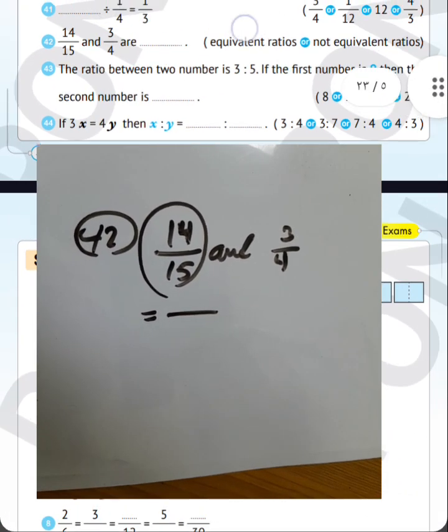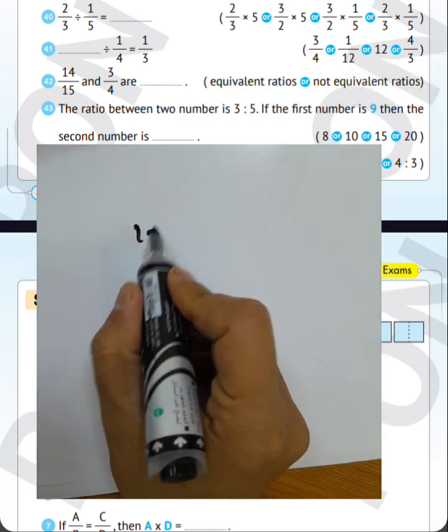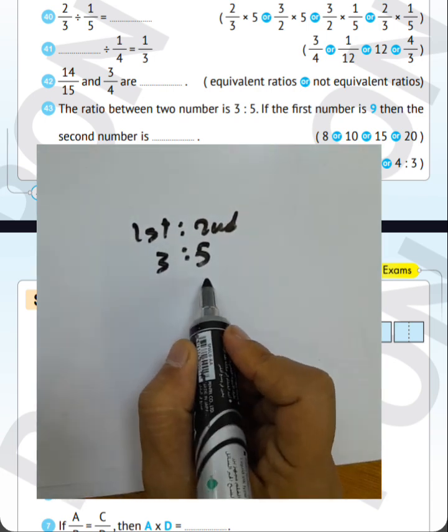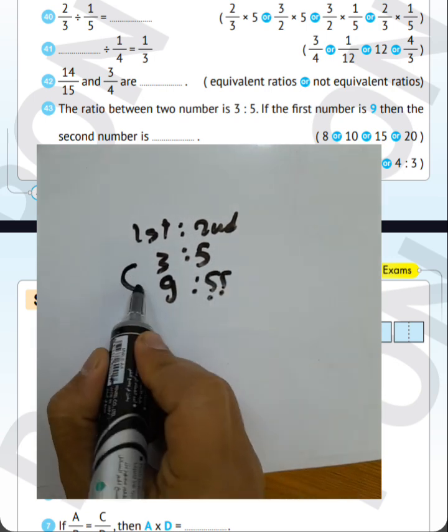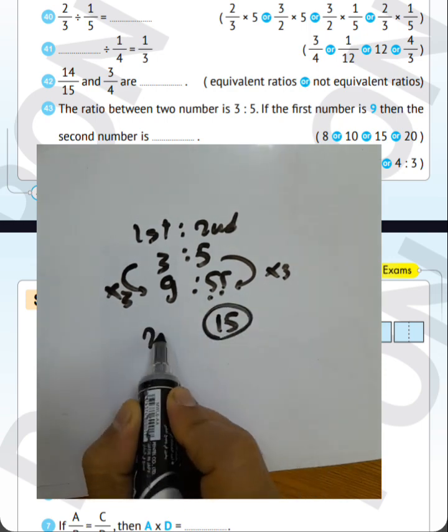Next question 43, the ratio between two numbers is 3 to 5, first to second. And the first number was 9, then the second will be what? We know 3 times 3 equals 9, then 5 times 3 equals 15. The second number will be 15.